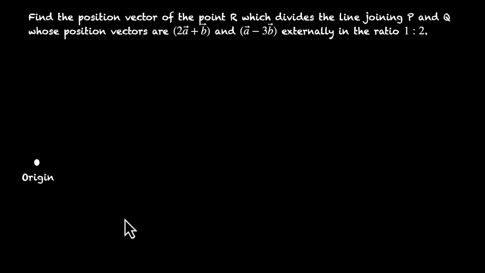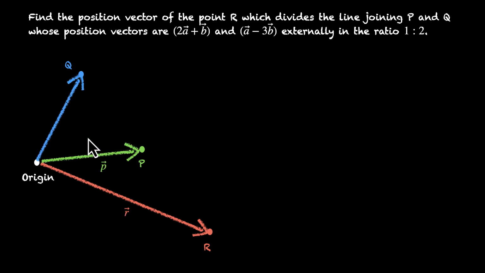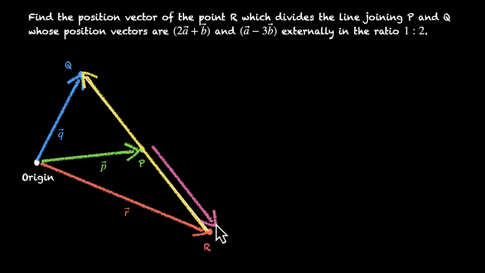We have the origin. We have our R vector which is dividing the line joining P and Q externally. So here's P and here's Q. This is R vector, this is P vector, this is Q vector, and this line segment PQ is being divided externally by R. So R sits outside. The ratio is 1:2, which means PR is to RQ is 1:2. If this length is 1, this length is twice of that, that's 2. So the ratio is 1:2.